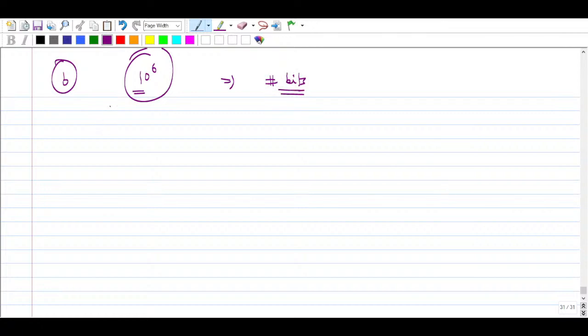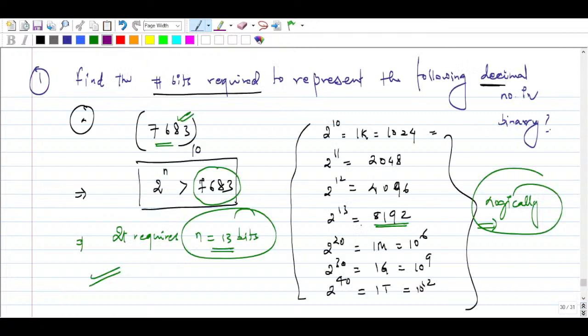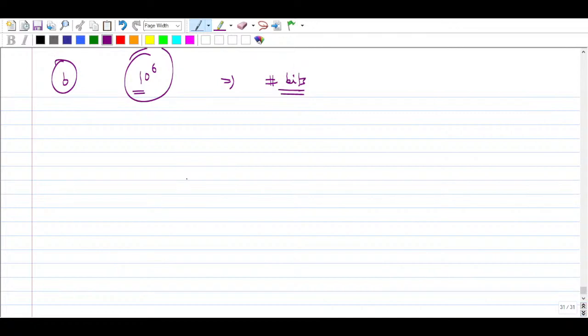The very first method is you have to remember this table, right? So 10 raised to power 6, okay, is what? 10 raised to power 6, you have seen, and the number of bits required is 20, right? Here 2 raised to power 20 is equivalent to 10 raised to power 6. 10 raised to power 6 you can say is 1 million, or 1 mega. Sometimes we call it 1 mega as well.